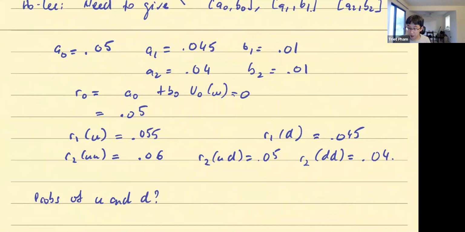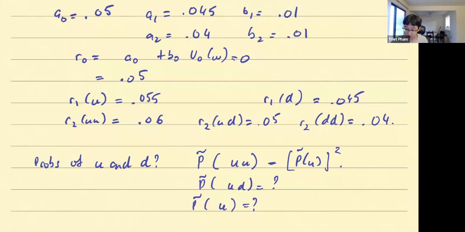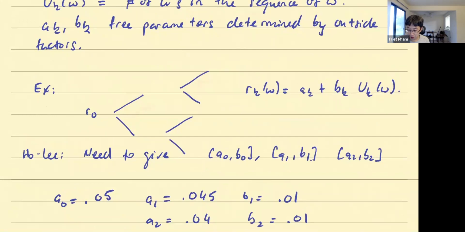Like what I mean is this, right? What's the probability, risk neutral, let's say, of UU? Actually, this guy is the most important one, because P of UU is going to be P tilde of U squared, right? By independence, this and this are independent, so twice two step up.